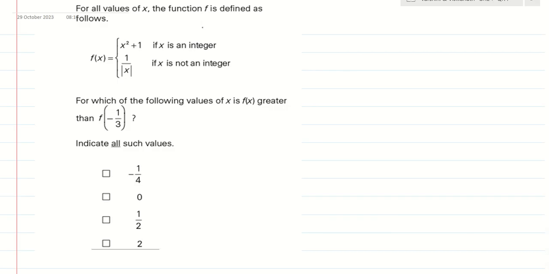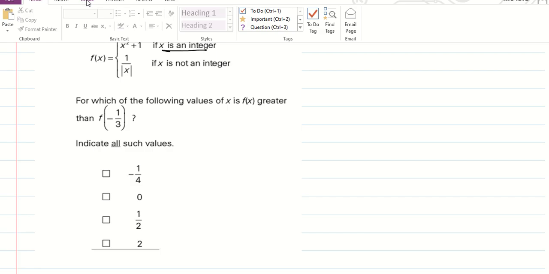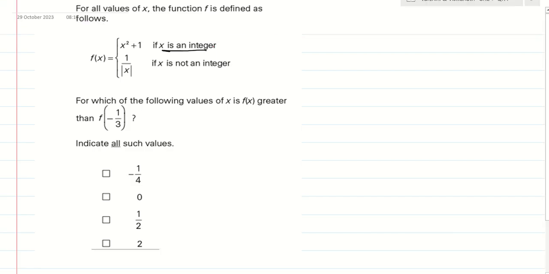Let's do it. For all such values of x, the function f is defined as follows, right? See, if the input is an integer, so how do we define the function then? If x is an integer, the function is x square plus 1. If x is not an integer, then what is the function? 1 over mod of x, right? Now the question is, for which of the following values of x is f of x greater than f of minus 1 by 3? So look at here.